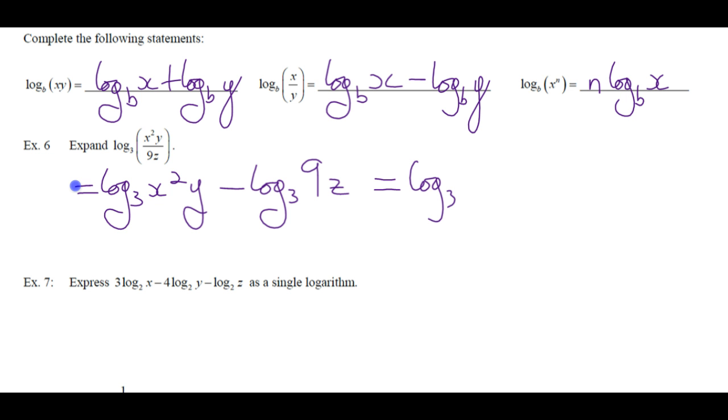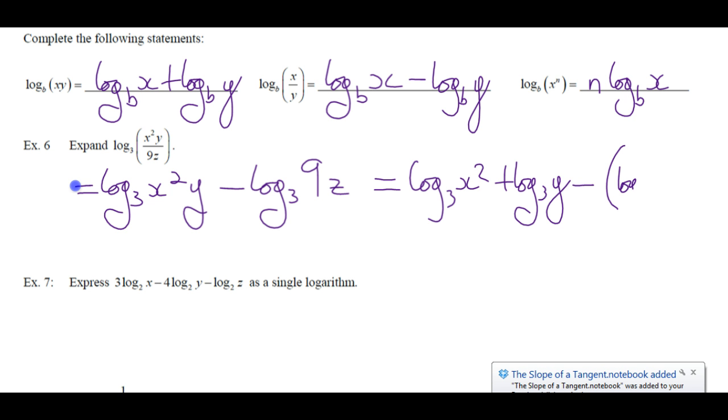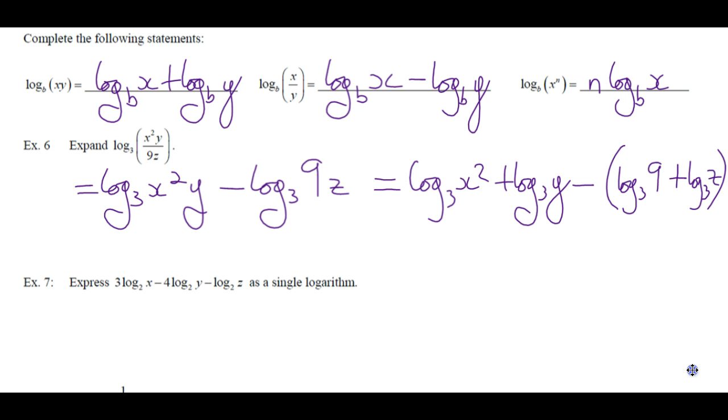So it's log base 3 of x squared, right? So we're going to split it out. We have a product. So what's that become? Plus, okay, then what? Minus, bracket. So let's split this out, but we'll do it in brackets, right? So log base 3 of 9 plus log base 3 of z. Okay, keep going.